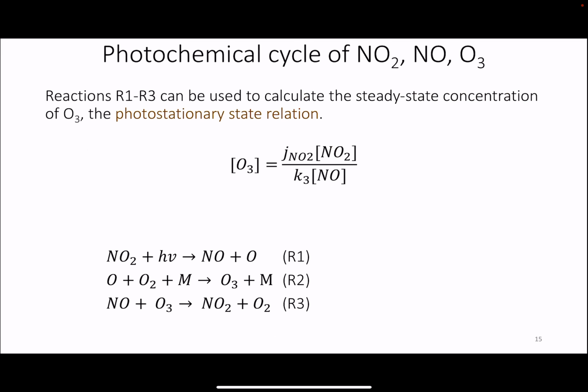Okay. The other thing we can do with reactions R1 to R3 is calculate the steady state concentration of ozone. This is known as the photostationary state relation. In this case, this J value, don't worry too much about that. That's related to photons and sunshine, etc. But the point here is that the concentration of ozone, which tomorrow's lecture is going to focus on, is directly related to the ratio of NO2 to NO. So it's not related to just one of the concentrations, but it's actually dependent on the ratio of NO2 to NO.